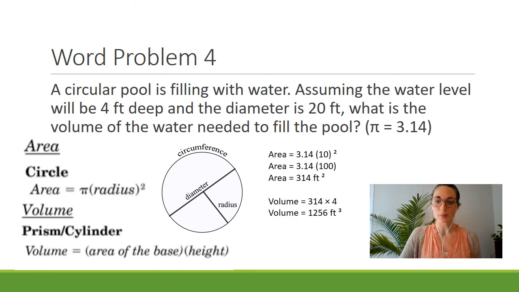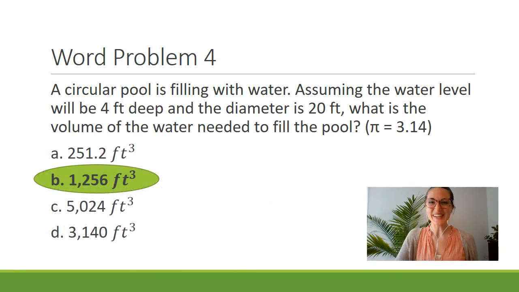Now to get the volume, we need to multiply the area of the base times the height. To find the height, we need to see how deep this pool is, and our word problem tells us that it is 4 feet deep. So 314, the area of the base, times the height, 4, is 1,256 feet cubed. We use cubed here because for volume, we're measuring not just a square, but a cube of space. So our final answer for the options that you can see here is 1,256 feet cubed. That is the volume of the water needed to fill the pool.